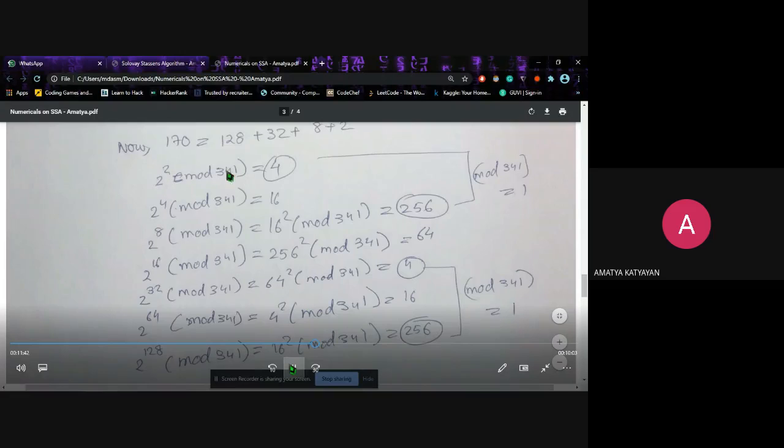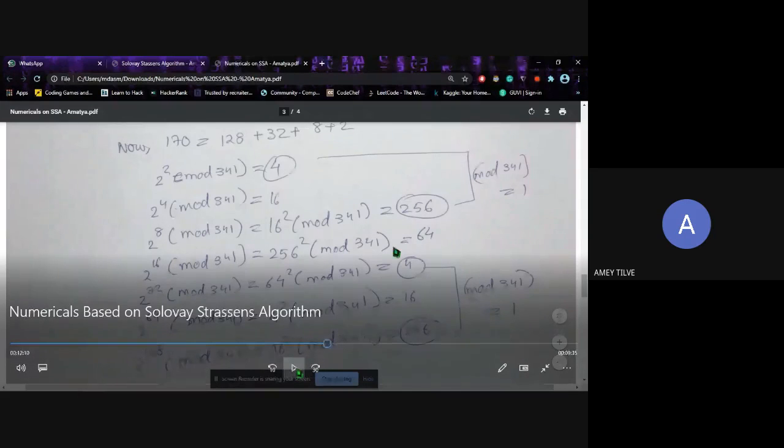So 2 squared mod 341 is 4. 2 raised to 4 would be basically 4 square mod 341, and you get the value as 16. 2 raised to 8 mod 341 would be 16 square mod 341. When calculating, you will get the value as 256. 2 raised to 16 mod 341 would be 256 square mod 341. This calculation is easier.